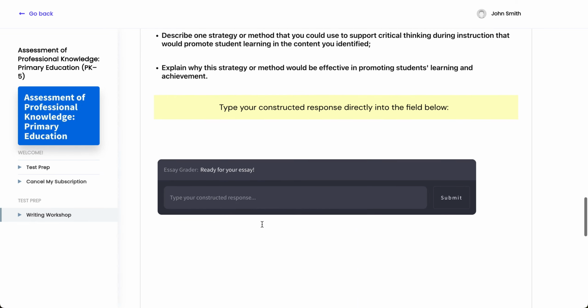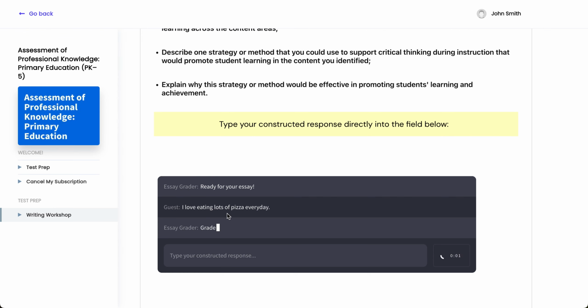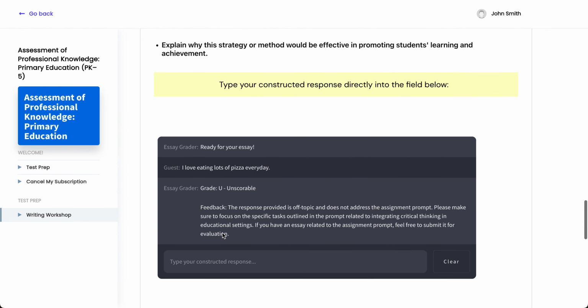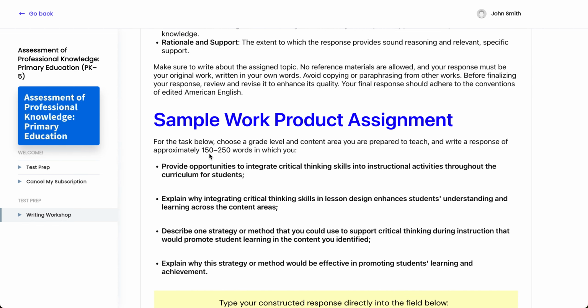Now I just want to show you that if I type in, for example, something like I love eating lots of pizza, sorry, not people, pizza every day, and I hit submit, then I'll get a grade of U, because that is not anything to do with the prompt, right? And so let's just go back up here to the prompt and understand what it says.